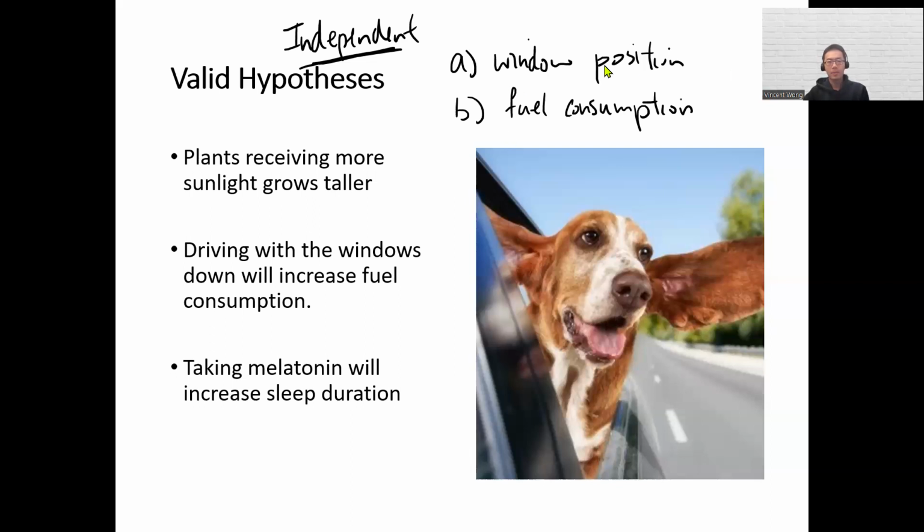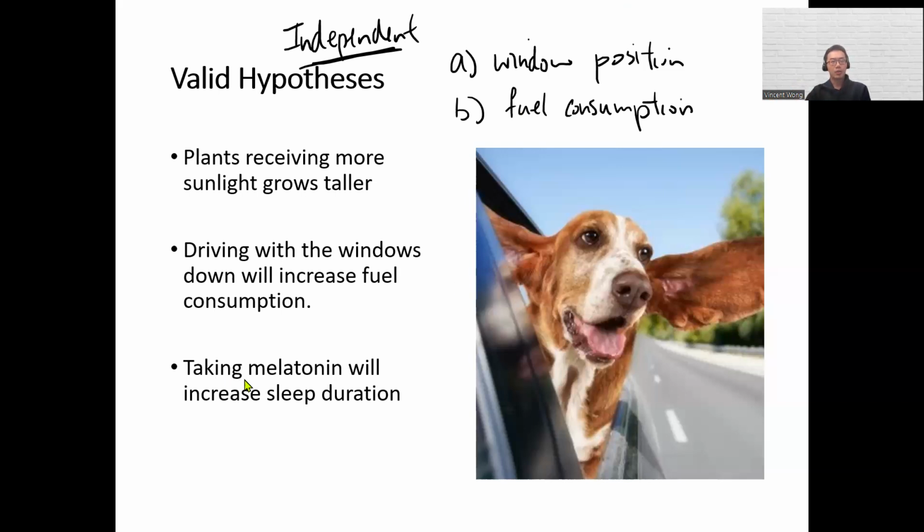Like the window position, whether it's open or not, that's the independent variable. That's the one you can control, right? You literally open the window or you close the window. That's your choice. And what are we trying to measure? What are we trying to observe? You are trying to see whether or not the fuel consumption increases or decreases. That's something that you need to measure. Maybe you look at the fuel gauge to see, oh, I used more fuel this time. So the fuel consumption would be the dependent variable.